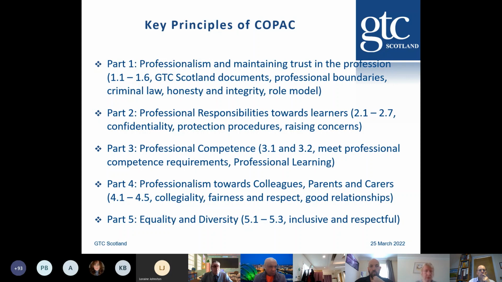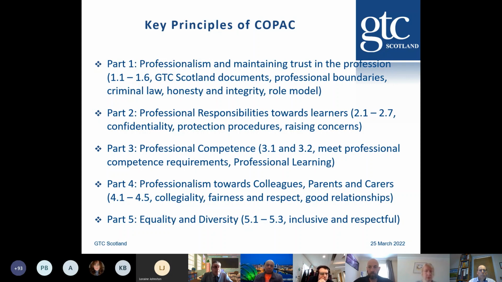It starts off with part one. Part one is entitled Professionalism and Maintaining Trust in the Profession. That's about having knowledge of and maintaining the key principles in GTC Scotland documents, such as the Professional Standards and COPAC, so Professional Standards for College Lecturers. It's about maintaining appropriate professional boundaries and avoiding improper contact or relationships with learners. It's about avoiding situations within and outwith the professional context, which could be in breach of criminal law or may call into question someone's fitness to teach. It's about upholding standards of personal and professional conduct, honesty and integrity. It's about acting with integrity in your dealings and correspondence with professional bodies. And it's about being a good role model to learners in all that you do.